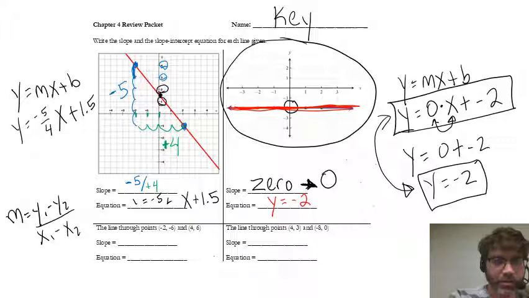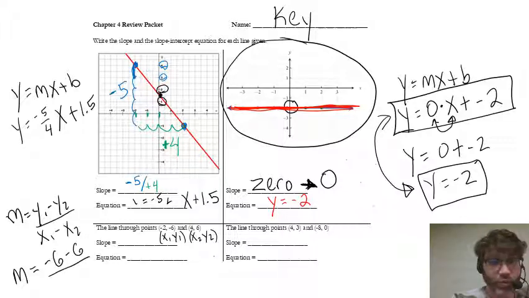So let's call this point 1. So this is x1, y1. And let's call this x2, y2. Okay, see how they match up with these points right here? Okay, so then if we're plugging it in, we'll plug in y1 is negative 6 minus y2, which happens to be 6, over x1 happens to be negative 2 minus x2, which happens to be 4.